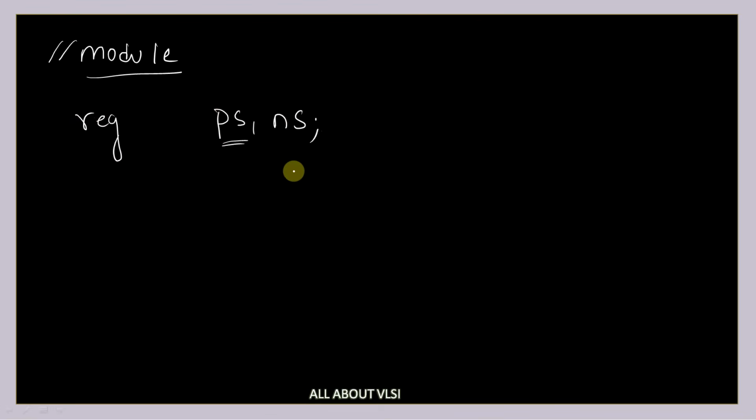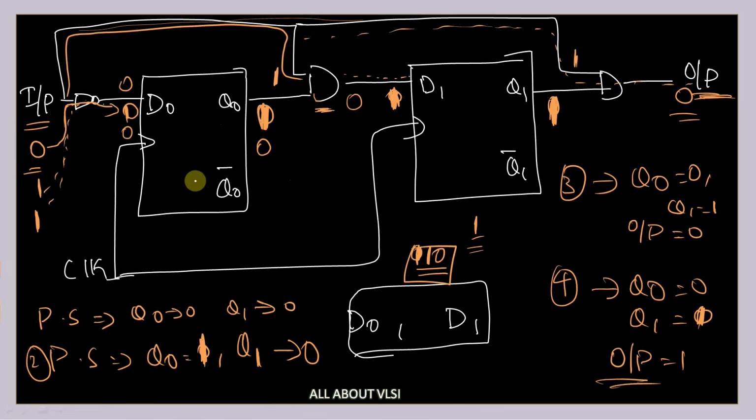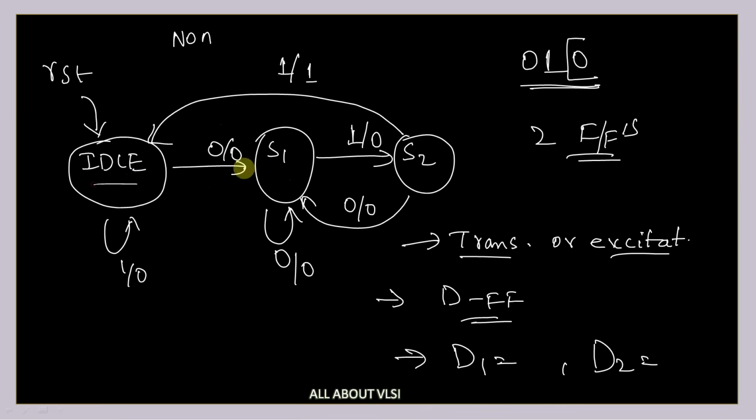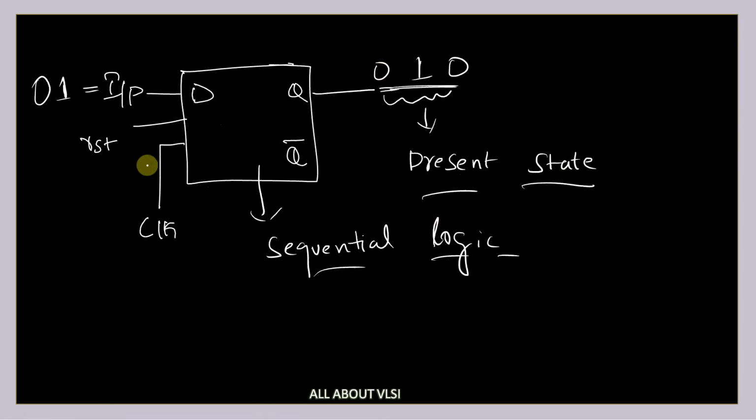This variable is used to decide your present state, and this variable is used to decide your next state. Okay. Now, before that, we need to declare some states. Like in this particular example, we have how many states? Three states. One, two, three. Now, for this, I am going to use something known as a parameter.